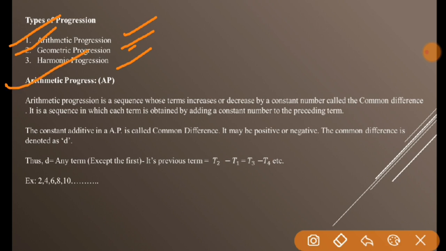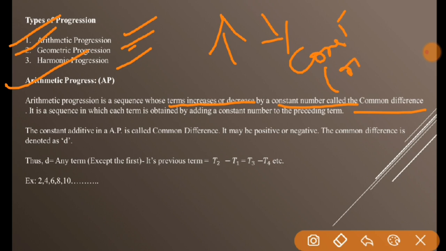Arithmetic progression is a sequence whose terms increase or decrease by a constant number called the common difference. In an arithmetic progression, the term is increasing or decreasing by a constant or common number. Each term is obtained by adding a constant number, and the common difference is one and the same. If you add this constant number, you can write the sequence, or write the preceding terms. That is termed an arithmetic progression.